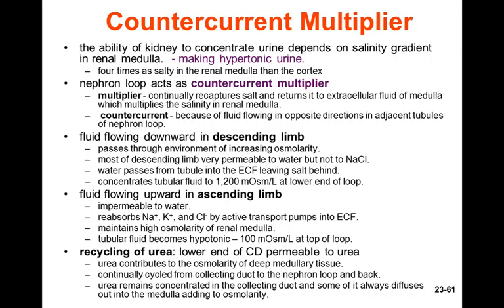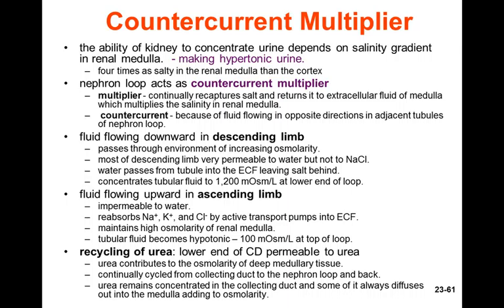And by multiplier, it means that we are constantly multiplying the salinity in the renal medulla. So it continuously recaptures salt and returns it to the extracellular fluid in the medulla. That multiplies and increases the salinity of the medulla. Countercurrent is because fluid is flowing in opposite directions in adjacent tubes of the loop. So you have the descending limb, where fluid flows downward, and then you have the ascending limb, where fluid flows upward. And this is constant, all happening at one time. So this is where it gets the name countercurrent multiplier.